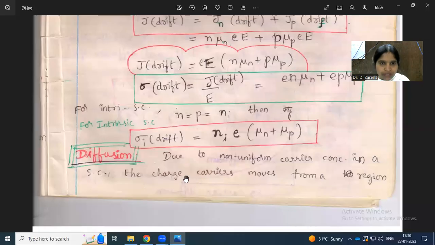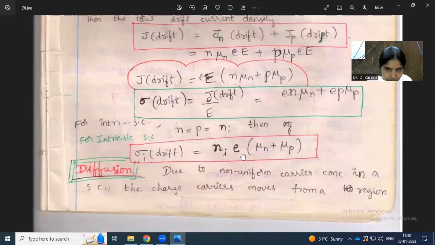I already told you total current density in a semiconductor is because of drift and diffusion. Just now we have derived the drift conductivity. Because of drift we have derived sigma is equal to n e into (mu n plus mu p). Okay, what is the role of diffusion?